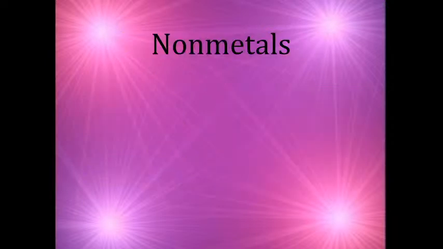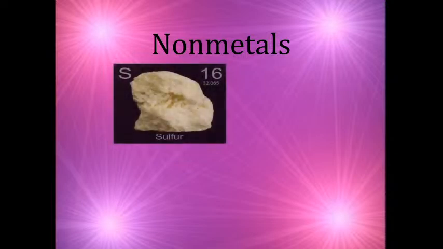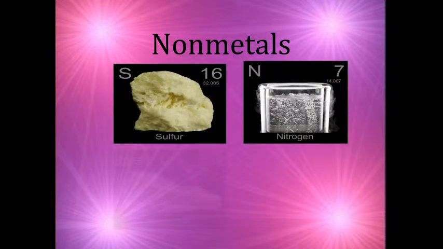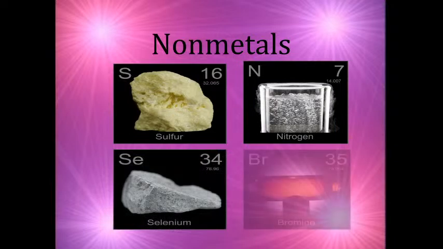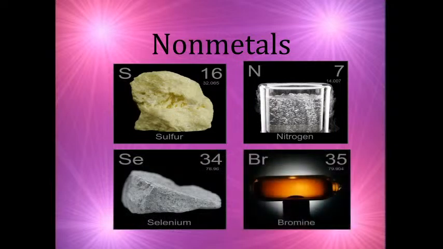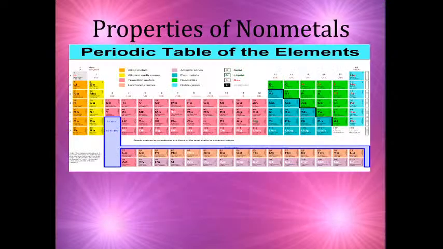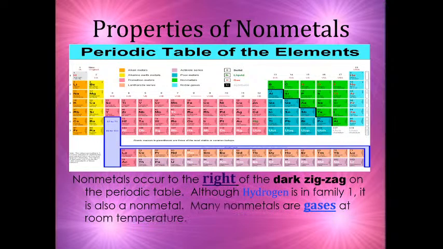Then when we talk about non-metals, right? Sulfur is a non-metal, nitrogen is a non-metal, selenium is a metalloid, and bromine is a liquid non-metal. Now we can see the position of the non-metals. The non-metals occur to the right of the dark zigzag pattern, this green colored portion. So the non-metals are present on which side? The right side of the dark zigzag pattern on the periodic table.